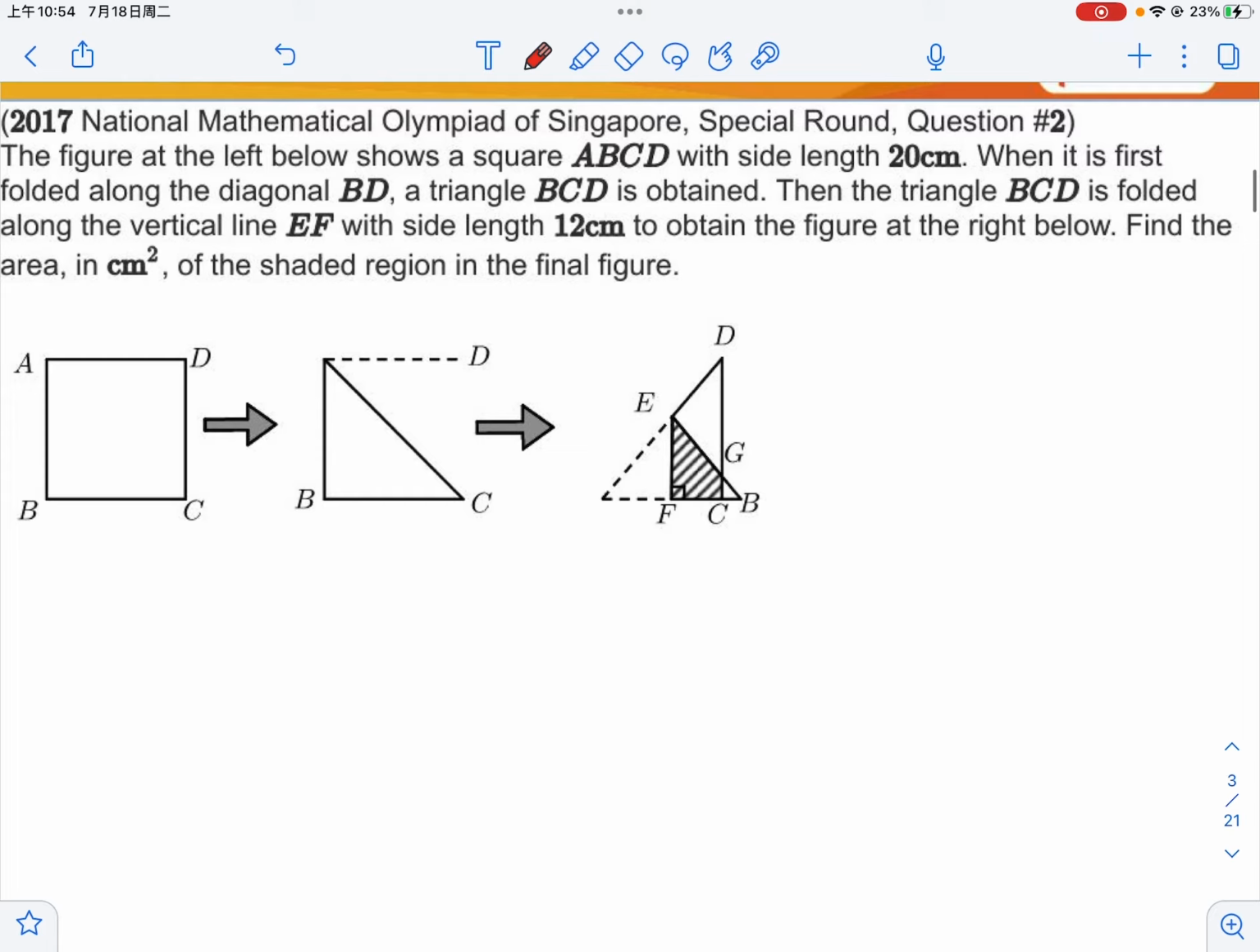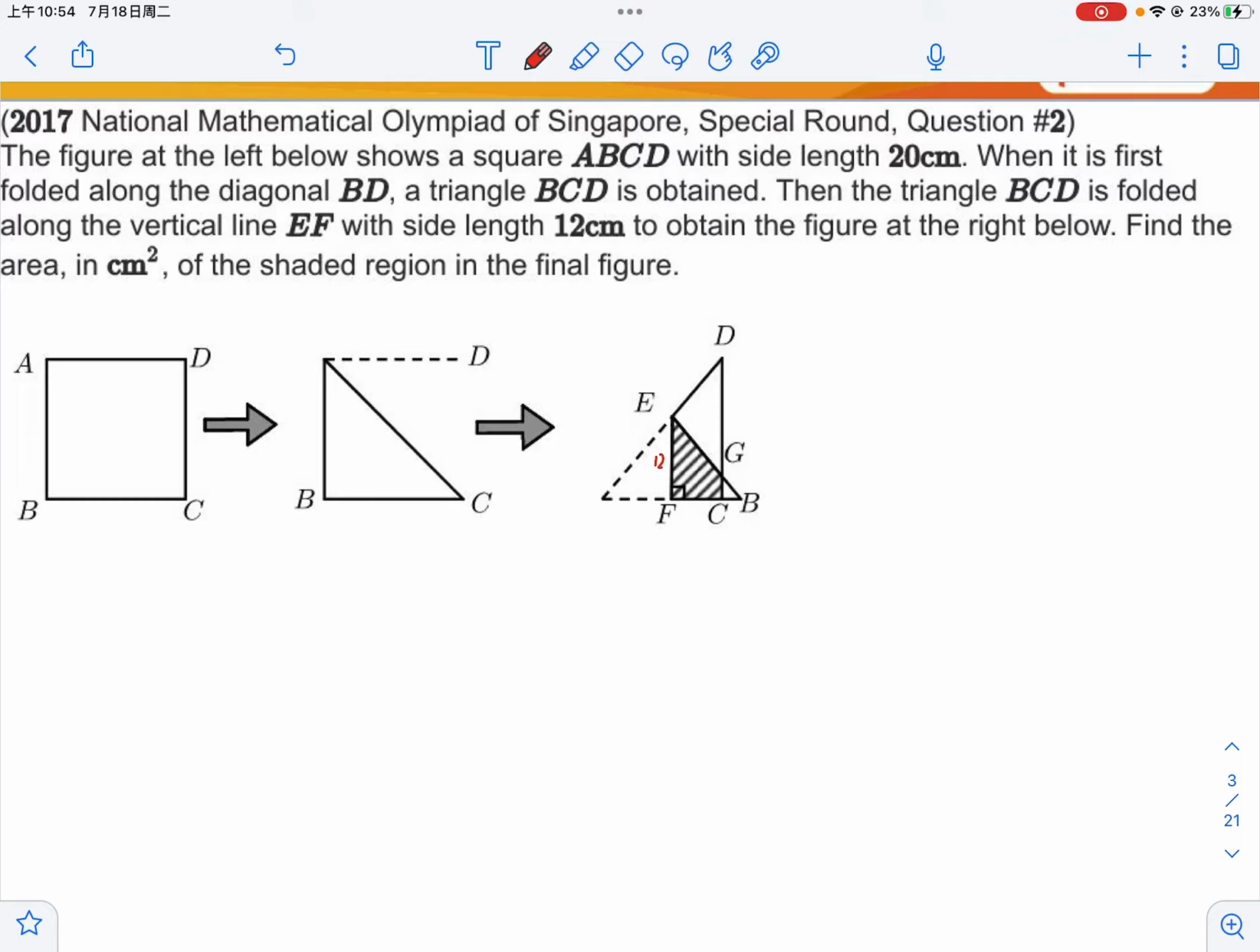Now let's look at the second question. This question is about a square, and you fold it to change the square into an isosceles right angle triangle, and do the same fold again, and then we have EF. We know that EF equals 12, right?